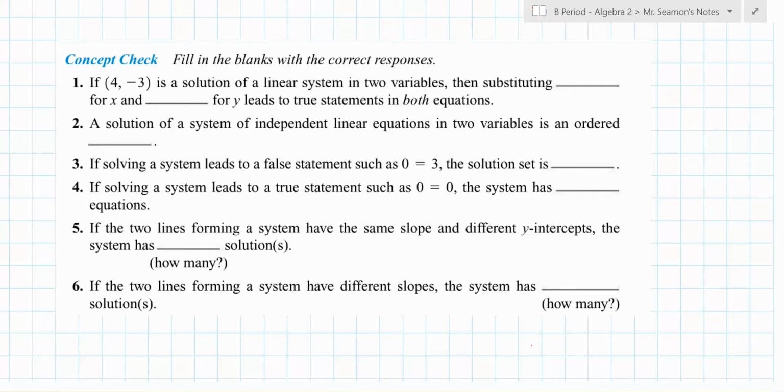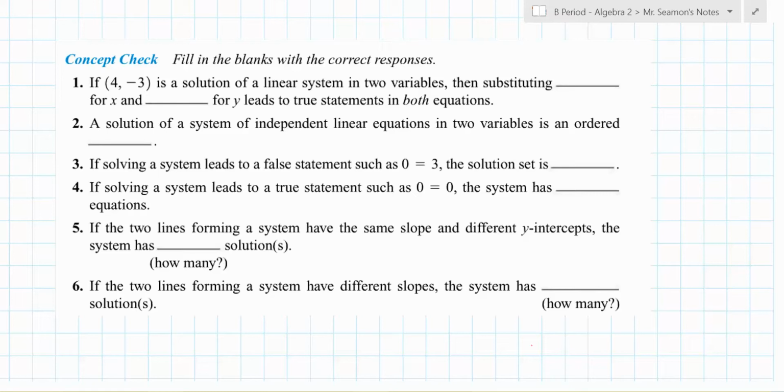So it would be infinite. There'd be an infinite number of solutions, that's correct. So if solving a system leads to a true statement, just as 0 equals 0, the system has blank equations.